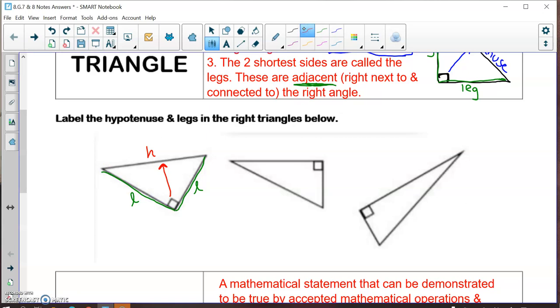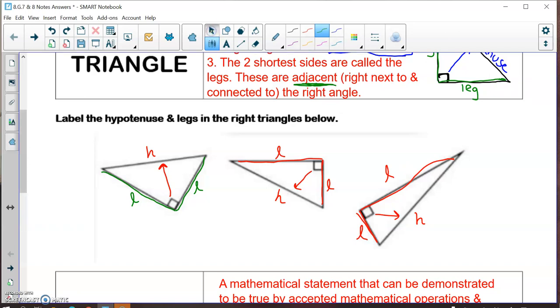The next one, find your right angle. The hypotenuse is right across from that right angle. So this would be your hypotenuse. The two other sides that are touching your right angle are your legs. And the last one, again, find your right angle. The hypotenuse is across from that right angle, and the two sides that are touching your right angle are your legs. A reminder that the hypotenuse is the largest side of your triangle.